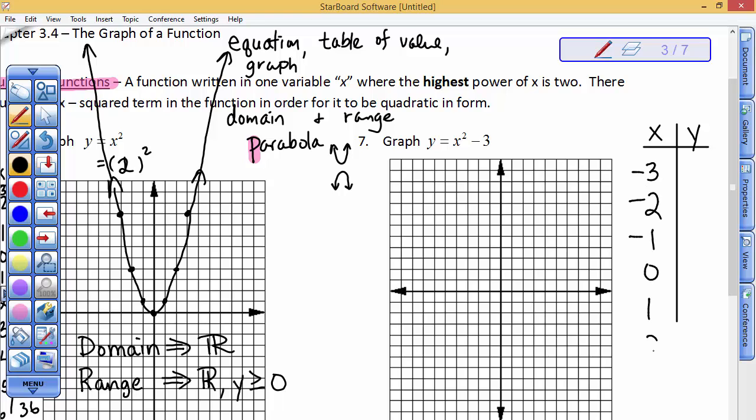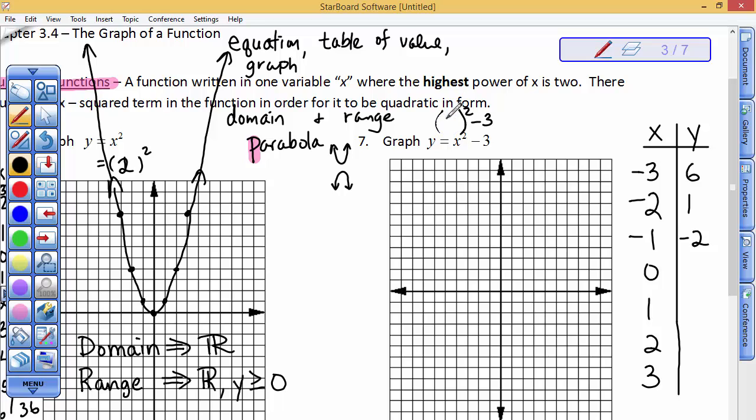First, when I take -3 and square it, I get a positive 9. If you put this in your calculator, you've got to put it in parentheses or it will not give you a positive 9. So (-3) squared is a positive 9. 9 take away 3 is 6. If I put a -2 in here and square it, I get 4. 4 take away 3 is 1. If I put a -1 in here and square it, I get 1. 1 minus 3 is -2. If I put 0 in here and square it, I get 0. 0 take away 3 is -3.